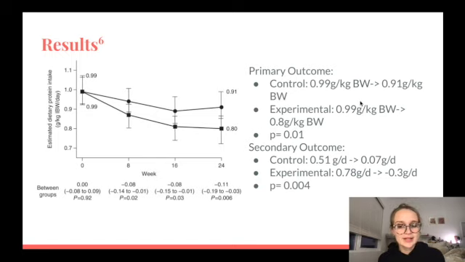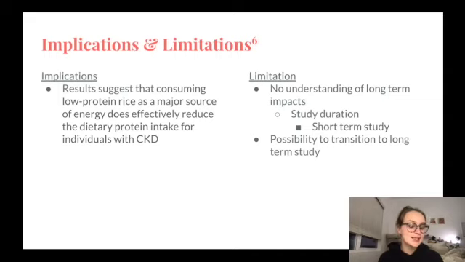And then the secondary outcome is more so based on the urinary excretion. We were studying both protein and sodium. Both groups saw a decrease. However, the experimental group saw a larger decrease within their excretion rate. With the research in mind, there are obviously implications and limitations. So the results are suggesting that the usage of low protein rice can be an effective source of properly reaching your energy needs while also reducing dietary protein intake for these individuals as a treatment plan.